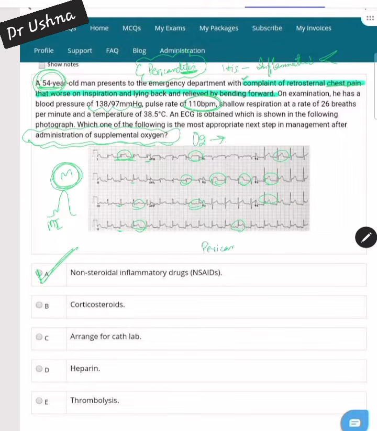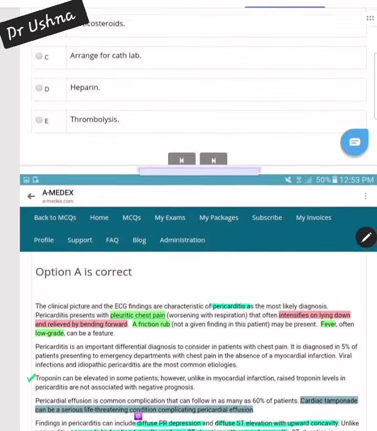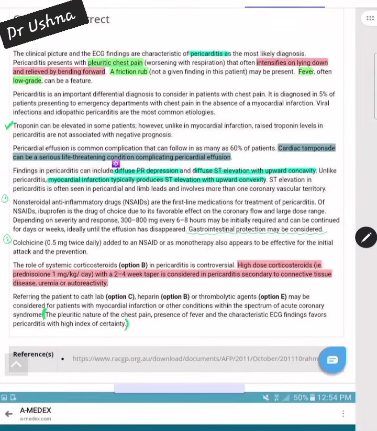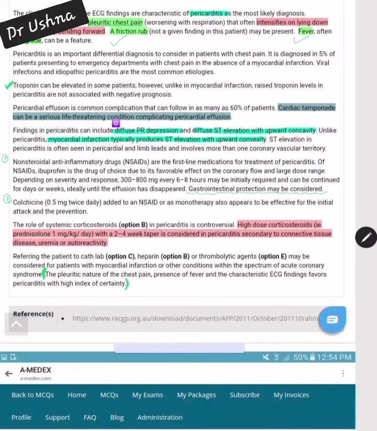So for the diagnosis of pericarditis, the history is very important. The pain with inspiration and lying back is the history of pericarditis, and the ECG is very important: PR depression, or you can say ST elevation in all leads, and concavity of the ST elevation. These are clues for pericarditis, and we are managing the patient with NSAIDs. The clinical picture and ECG findings are typical for pericarditis with pleuritic chest pain. Sometimes you also find a friction rub and fever, which are clues for pericarditis as well.